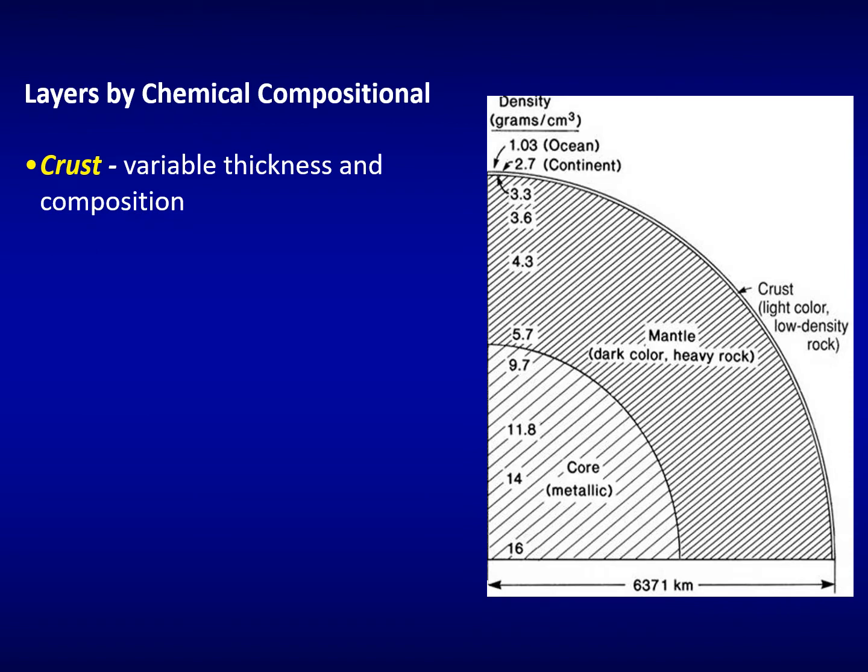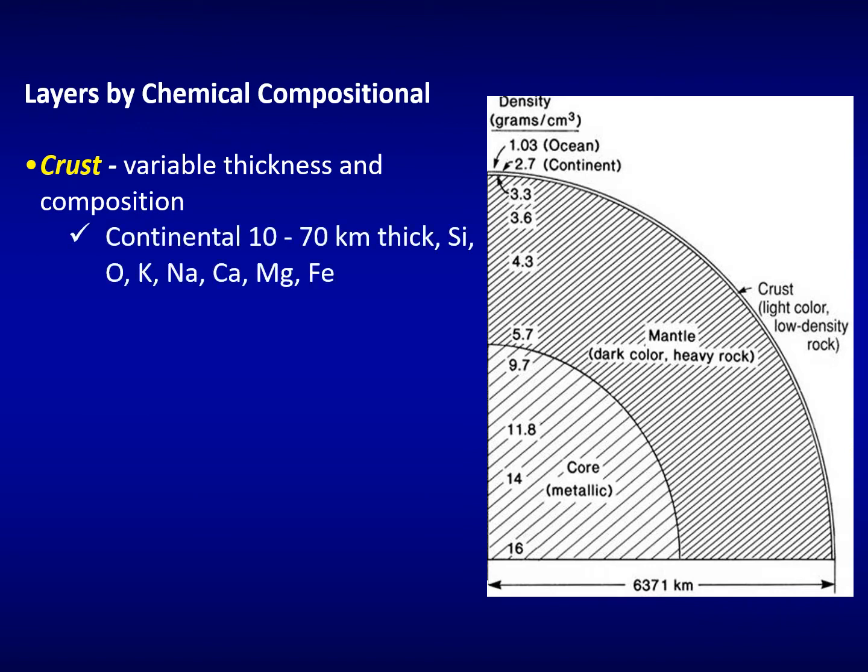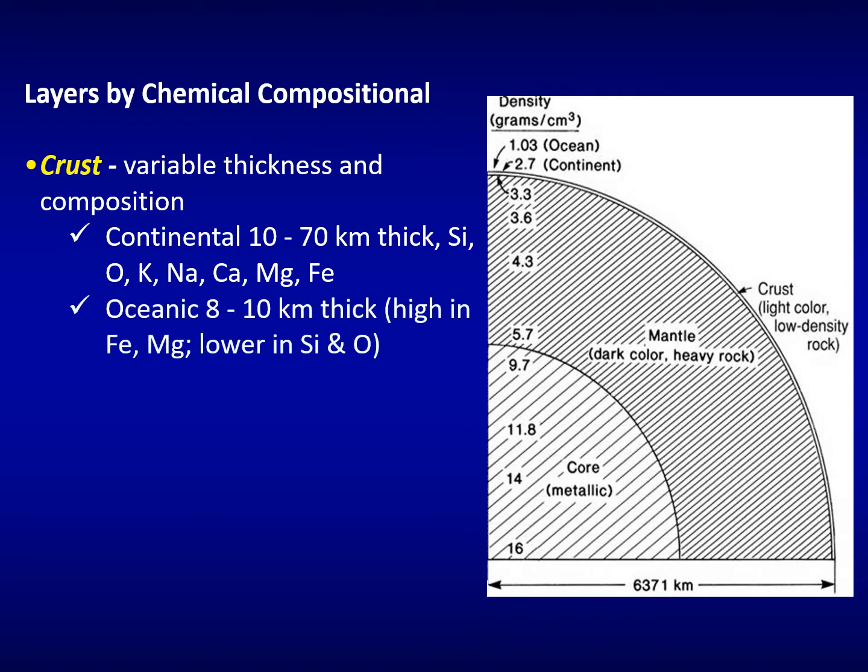If we look at the layers of the Earth by chemical composition, starting at the surface, we have the low-density silicate crust, which has a variable thickness and composition. Generally, though, low density, the continental crust can be anywhere from 10 to 70 kilometers thick, and the ocean crust anywhere from 8 to 10 kilometers thick. A little bit thinner, a little bit more dense.